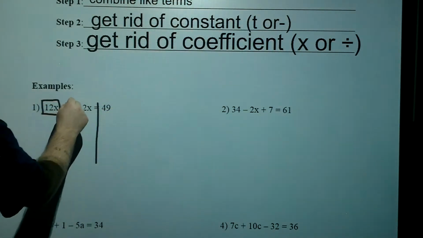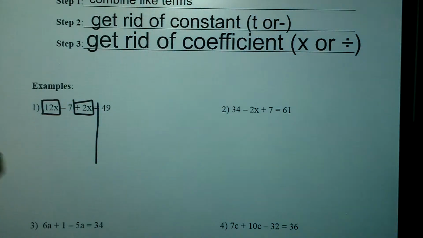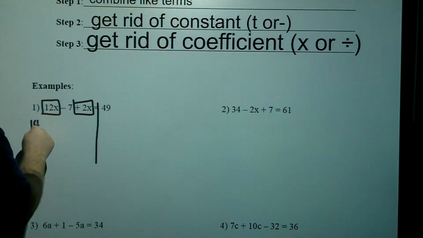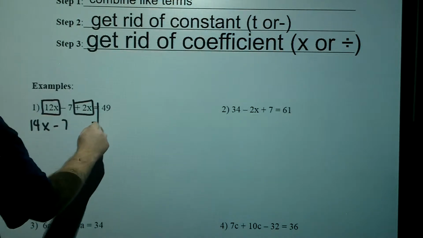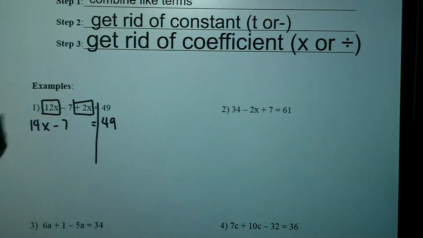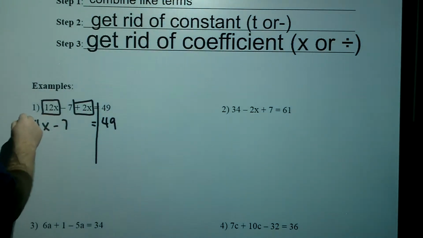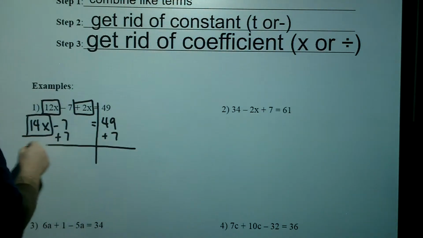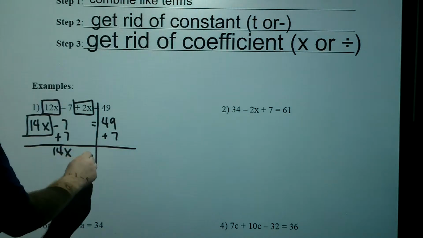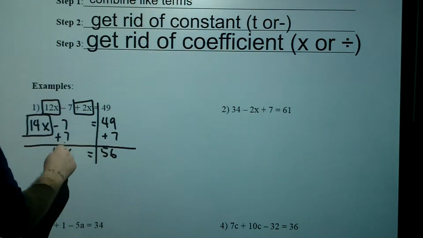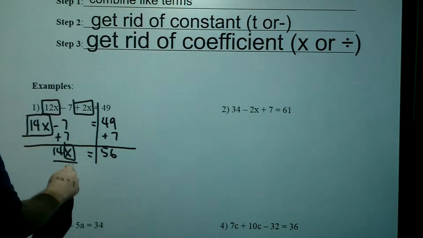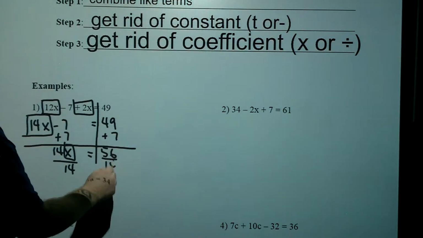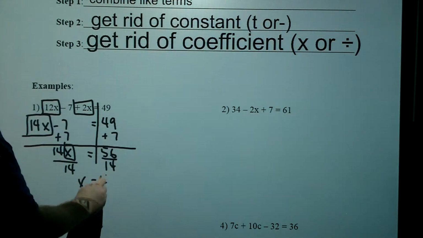12x and positive 2x. Those are like terms. I can combine those together and get 14x minus 7 equals 49. Now this just becomes a two-step equation, which we did in the last unit before word problems. So I use the same process. I box the variable. I do the opposite, so I add 7 to both sides. 14x equals 56. I divide by the coefficient, and I get 4 for the answer.